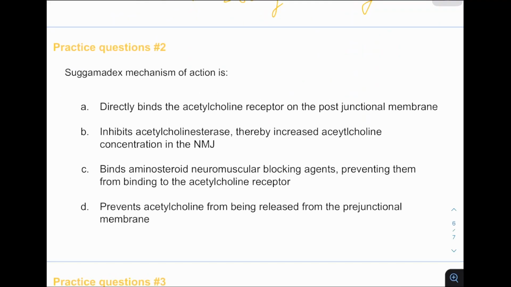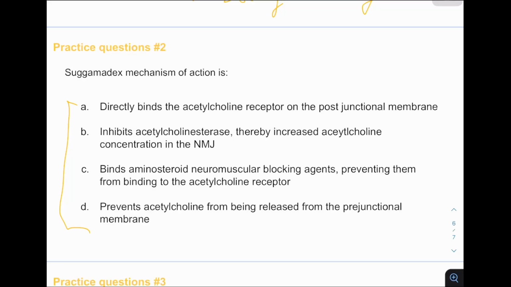So, a mechanism of action. This is an ABA basic level type question. Just giving you a second to read through these. Choice A is it directly binds to the acetylcholine receptor on the postjunctional membrane. B is it inhibits acetylcholinesterase, thereby increasing acetylcholine concentration. C is it binds aminosteroid neuromuscular blocking agents, preventing them from binding to the acetylcholine receptor. And D is it prevents acetylcholine from being released from the prejunctional membrane.